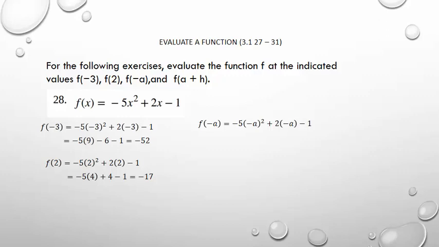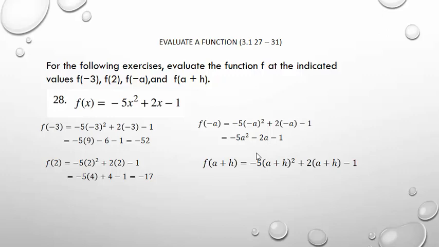F of negative a, again, I can plug anything into a function. I take x out and I plug in the input. So for f of negative a, I would take x out and put negative a in. And there we can cancel some negative signs. We have negative 5 times negative a squared is going to be a squared. Squaring is going to cancel the negative sign, so we could just write negative 5a squared. And then 2 times negative a would be minus 2a and then minus 1.